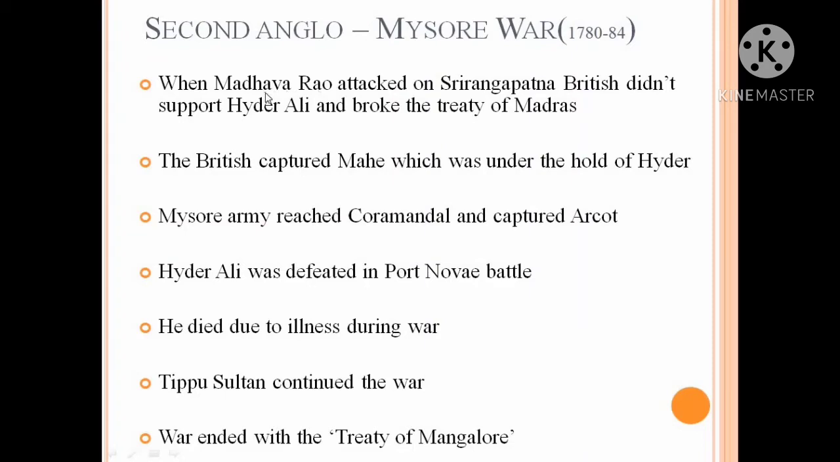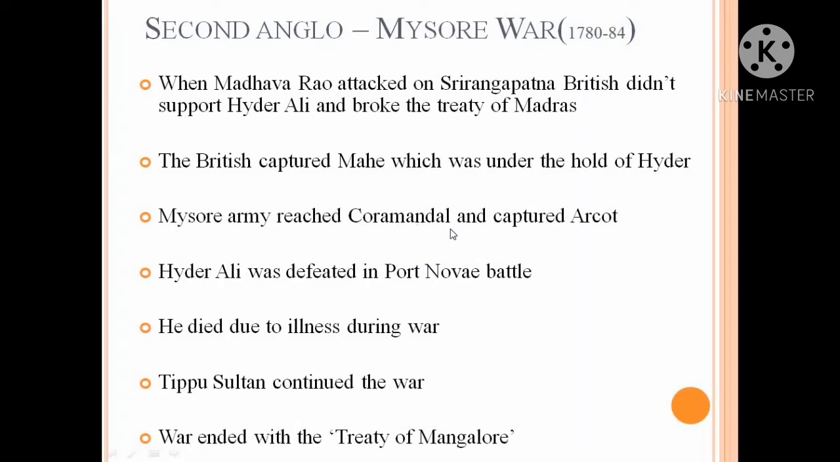According to the Madras Treaty, when anyone attacked Hyder Ali, the British should come to his help. But when Madhava Rao attacked Srirangapatna, the British did not support Hyder Ali and broke the Treaty of Madras. Intentionally they didn't come to help. Now Hyder Ali realized they were not fit to be believed. And the British captured Mahe, which was under the hold of Hyder Ali. Actually, in Mahe the French were there, but that area was under the control of Hyder Ali. The British captured that.